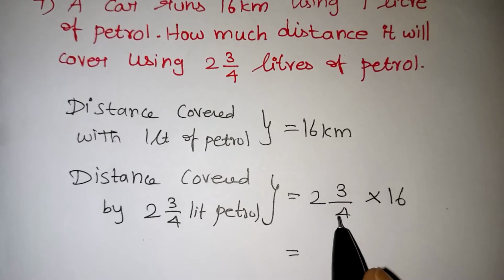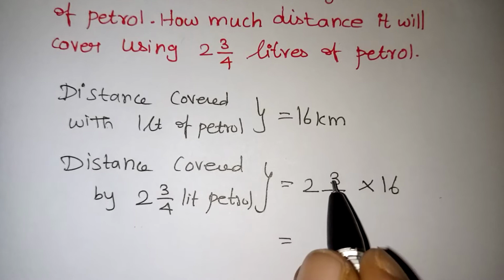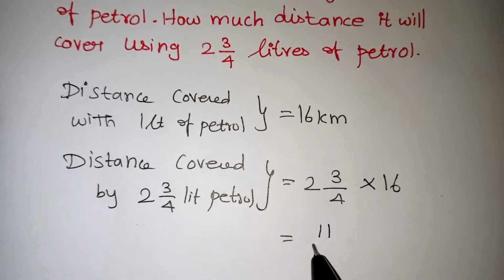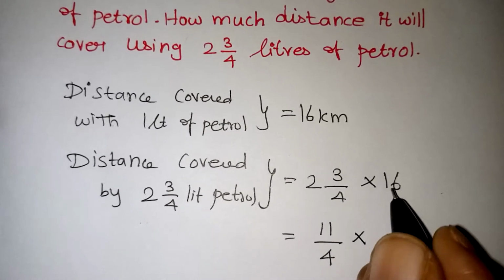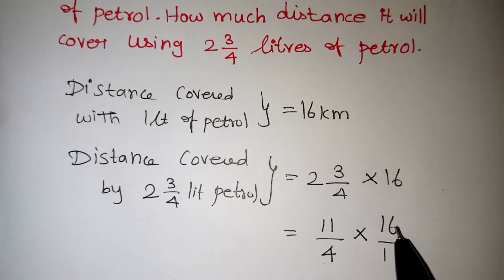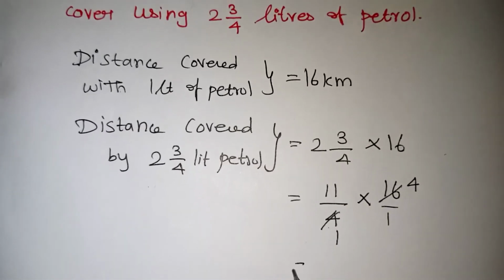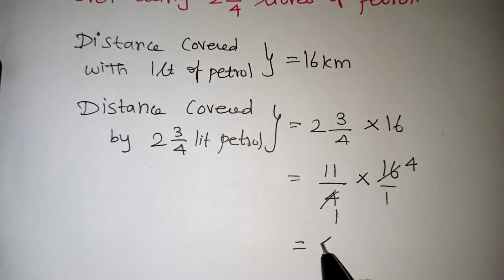This is a mixed fraction, so we have to convert it to an improper fraction. 4 2s are 8. 8 plus 3 will be 11. 11/4 multiplied by 16. Here 4 and 16 will come in the 4 table. 4 1s are 4, 4 4s are 16. So 11 4s are 44.